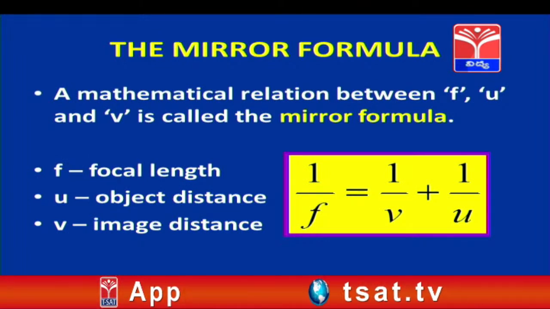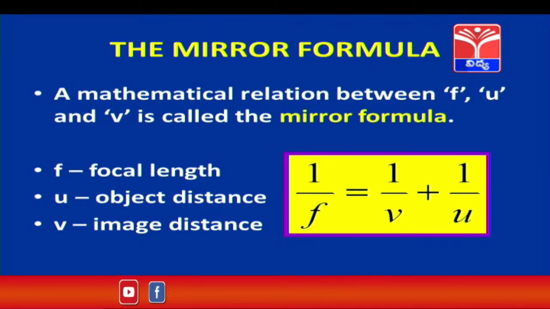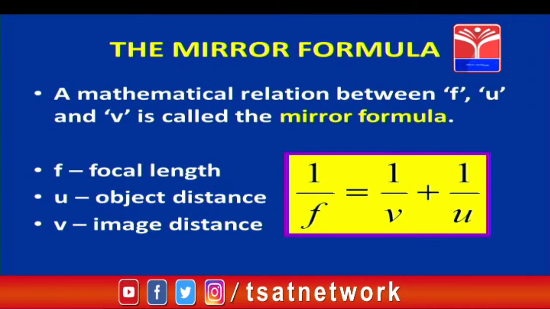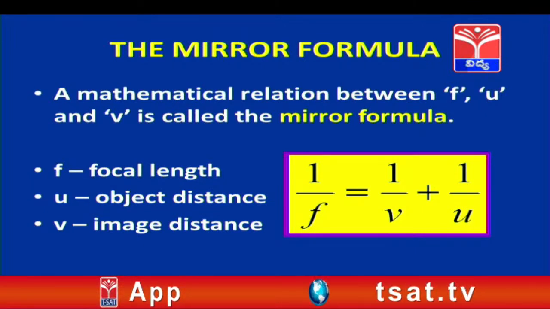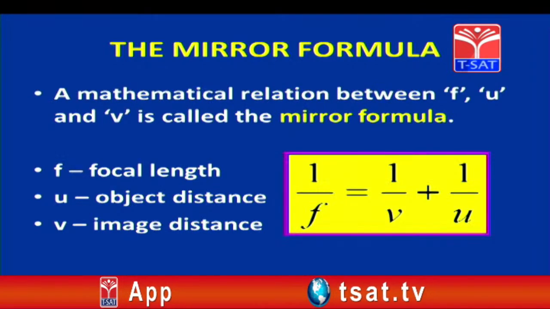So, children, in order to use this formula to find any unknown value, first we have to know where we have to take the positive sign and where we have to take the negative sign. The knowledge of this is utmost important for us. For this, we are going to learn the sign conventions. Yes, children, yet another important concept in today's class is the sign convention.